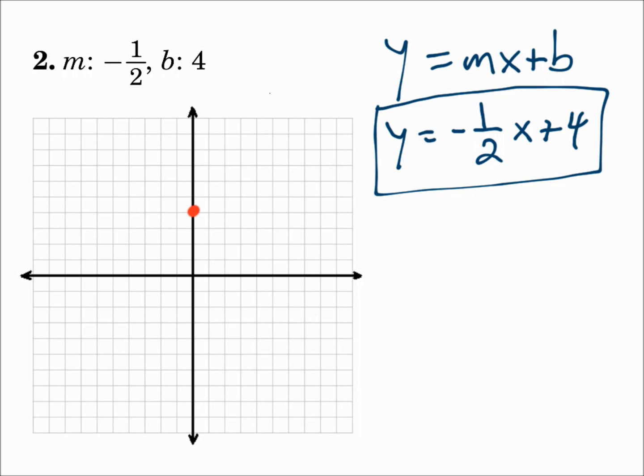Now use your slope, negative 1/2. When it's negative, apply the negative to the numerator. Negative 1 over 2. We will rise negative 1, which is down 1, run 2, put a point, connect the dots. Notice it slants downward left to right because the slope is negative. It's a good way to check your work.